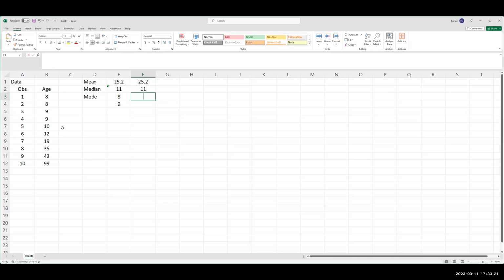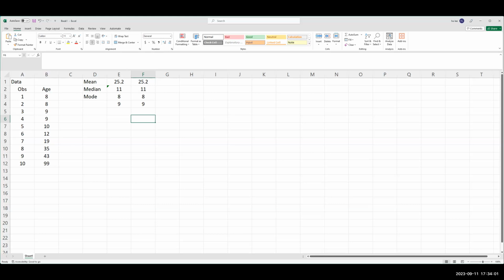Okay. And then you could just do that easy way, MODE.MULT. So you see that when I start typing in mode, all the possible formulas that start with MOD pop up. And we said, oh, we wanted to use .MULT, open parentheses, put in the data, close parentheses, and you can see how it gives us both, 8 and 9.